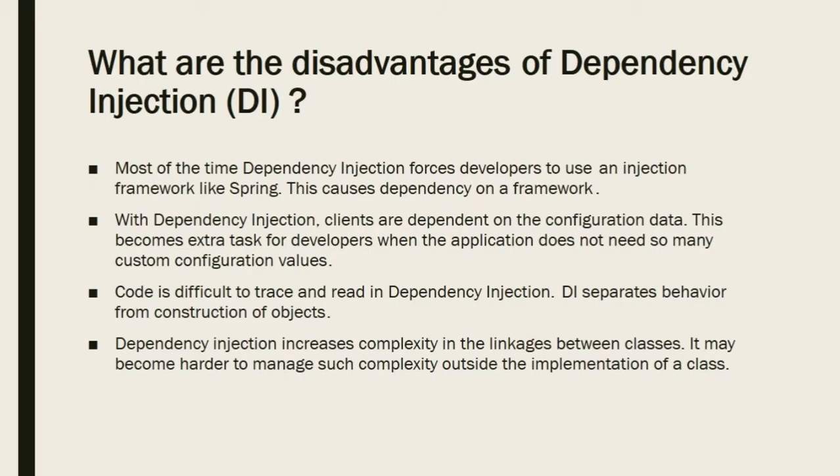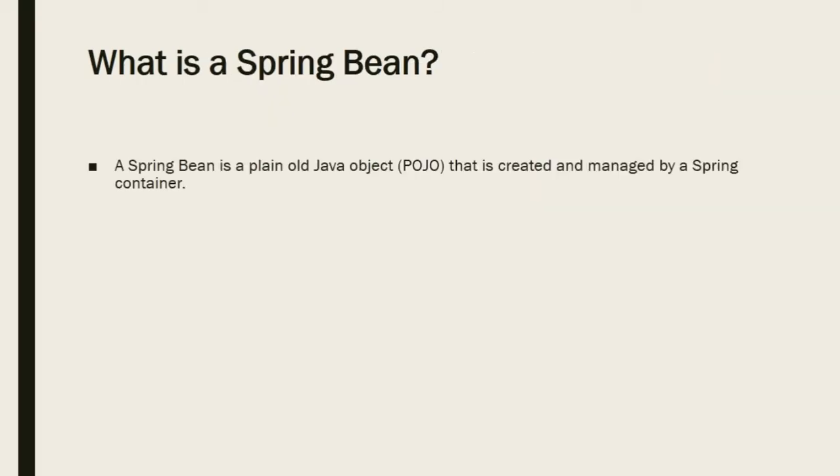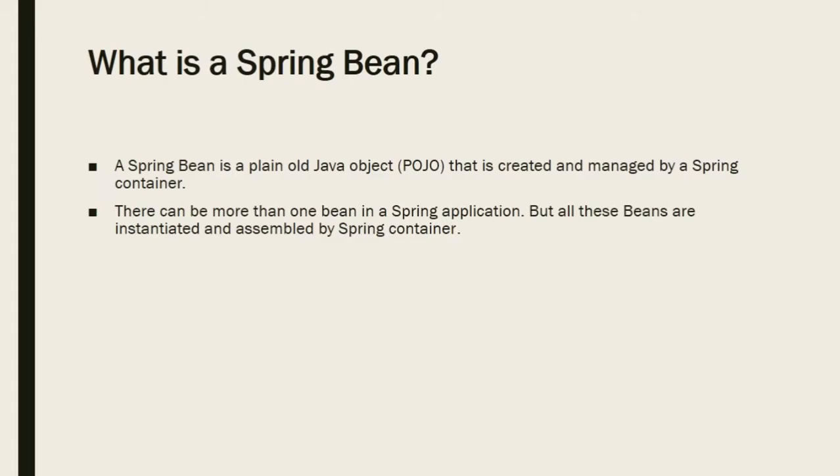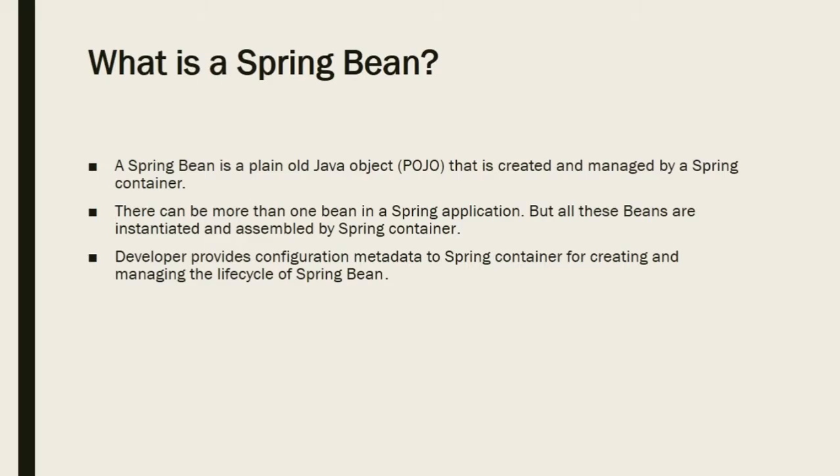So, what is a Spring Bean? 1. A Spring Bean is a plain old Java object that is created and managed by a Spring container. 2. There can be more than one bean in a Spring application. But all these beans are instantiated and assembled by Spring container. 3. Developer provides configuration metadata to Spring container for creating and managing the lifecycle of Spring Bean.